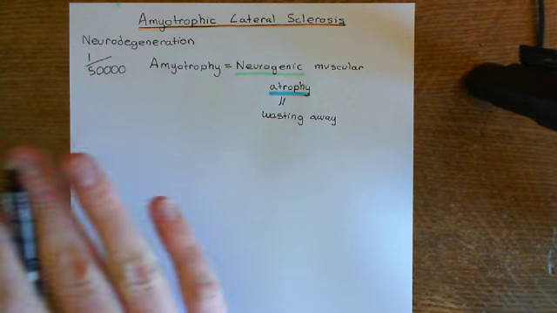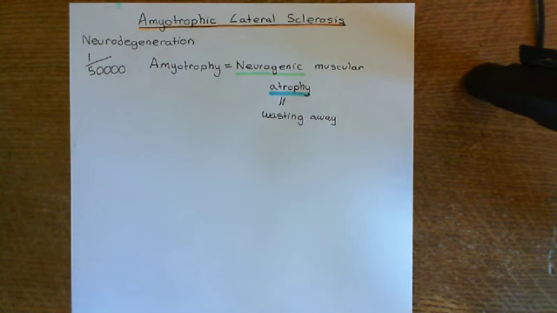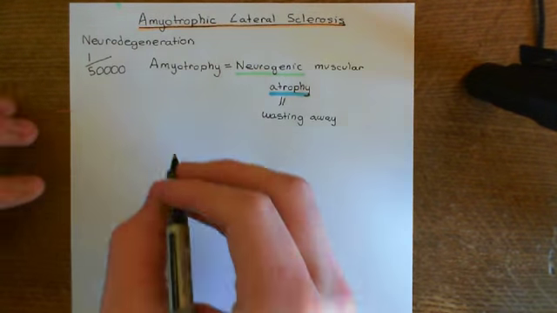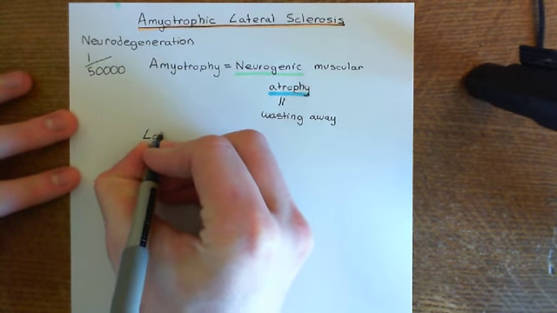Okay, right. So that's what amyotrophy means. It means wasting away of muscles because of problems on the level of the motor neurons which innervate them, so neurogenic muscular atrophy. Then the other portion of the name, the lateral sclerosis.